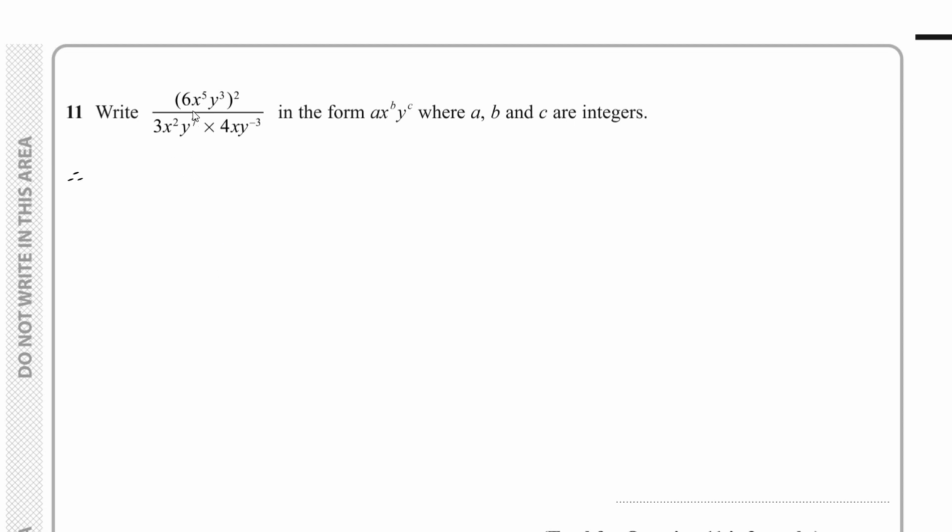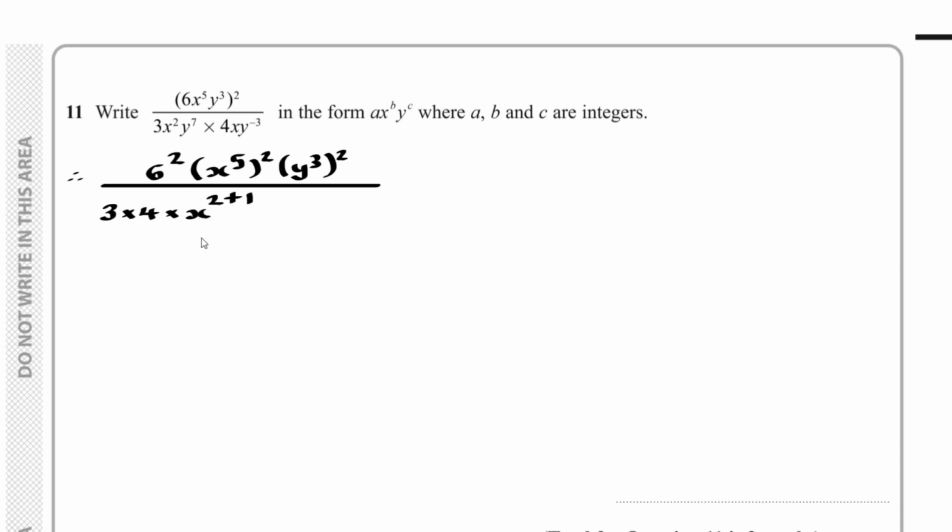First of all, for the numerator, we can write that as 6 squared multiplied by x to the 5 squared multiplied by y cubed squared. And for the denominator, we have 3 times by the 4, and then we have x squared multiplied by x, which is the same as x to the 2 plus 1, and then we have y to the 7 multiplied by y to the negative 3, which is the same as y to the 7 plus negative 3.